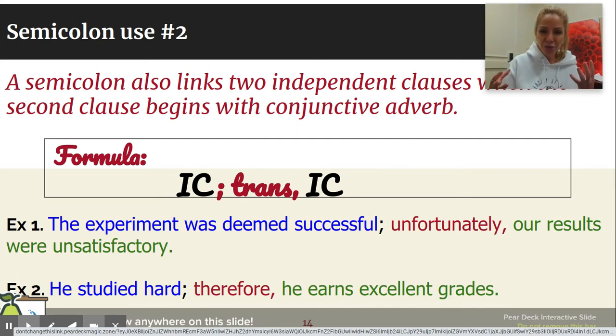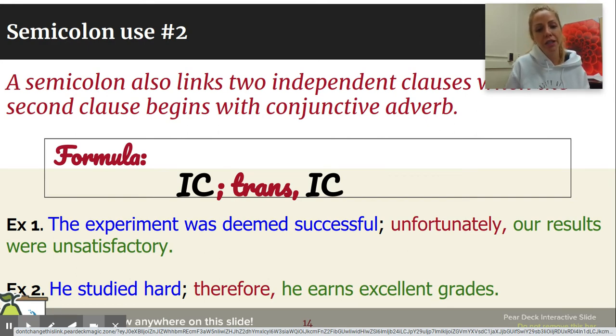And just look at that swagger in that sentence. Like that's a high school level sentence. That is phenomenal writing, right? That's what we're hoping to achieve, right? All right, let's take a look at example number 2 of semicolon use number 2. He studied hard, semicolon, don't capitalize that transition, therefore, comma, second independent clause.